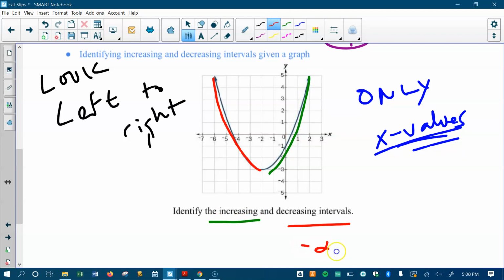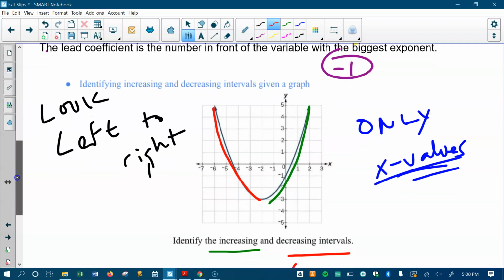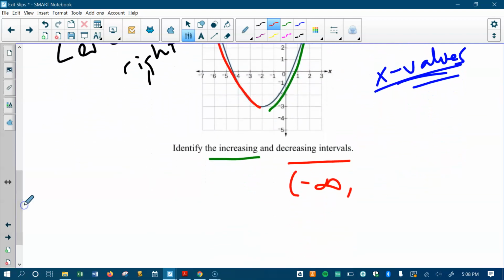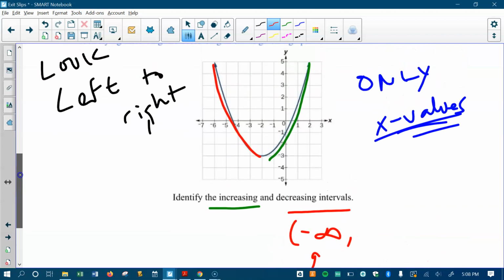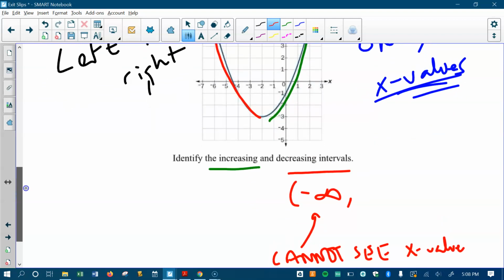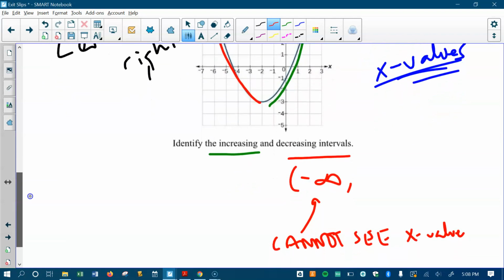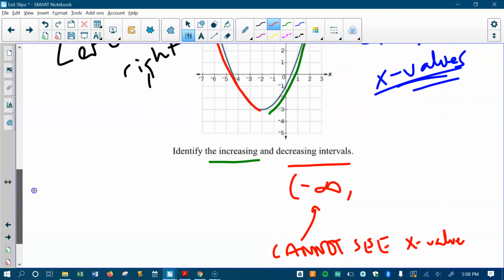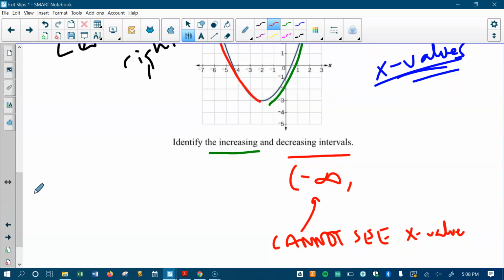We are decreasing from negative infinity. The reason I say negative infinity is because I cannot see an x value there. If I can't see it, and there are no restrictions, and I don't think there will be restrictions for you guys, that means it's negative infinity. Now, what is the x value where we stop? Well, we stop right there at negative 2.